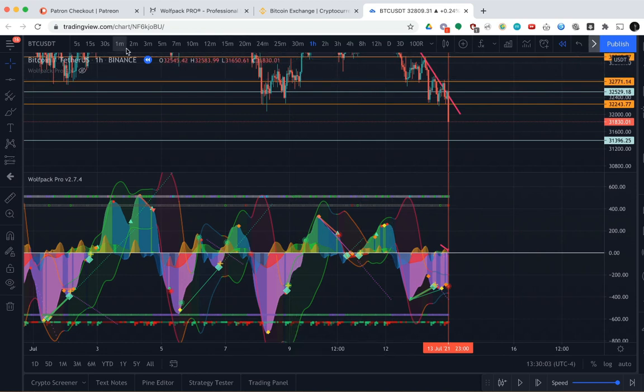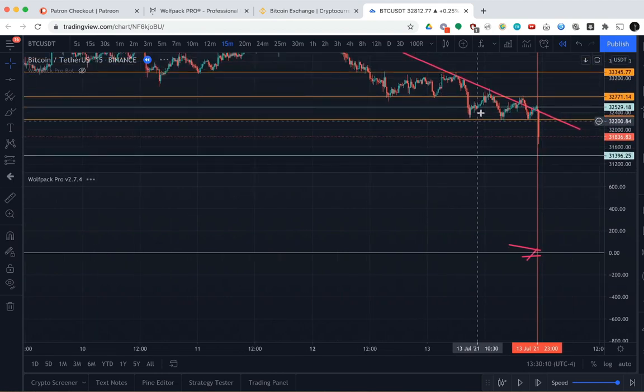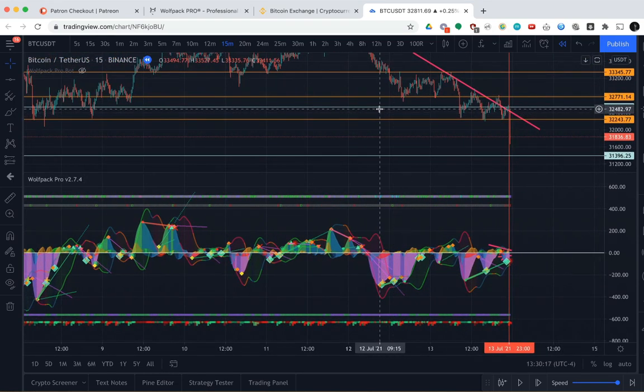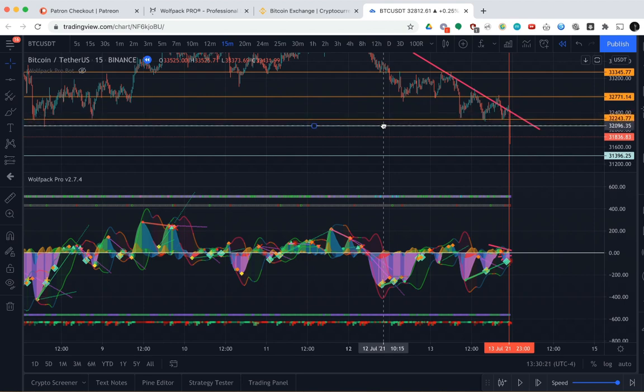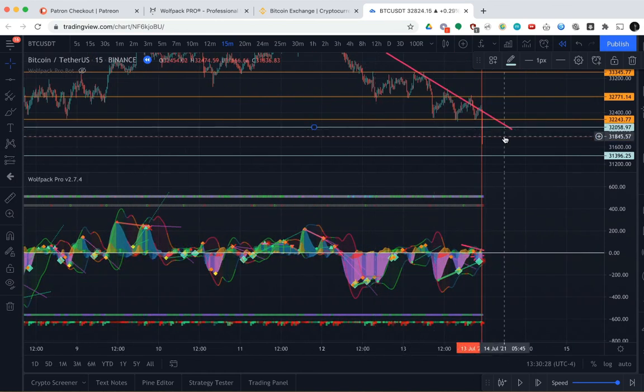Let's go to the 15-minute. Our stop loss 1 was at this area. Our support line is going to be at this orange line, so we've fallen through that. So we can just move our stop loss down even further. So no matter what happens, we're guaranteed to win this trade.